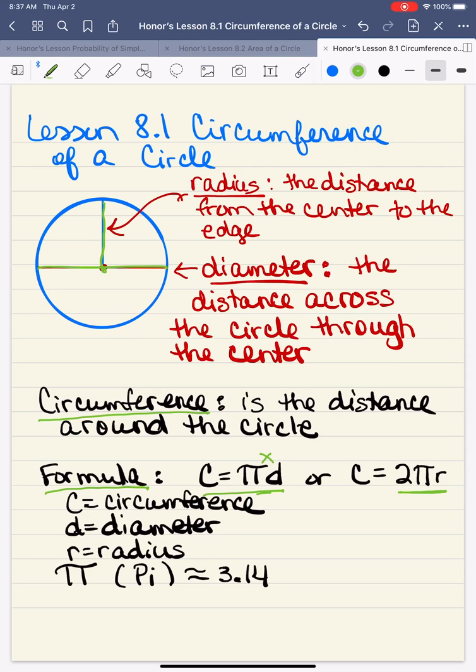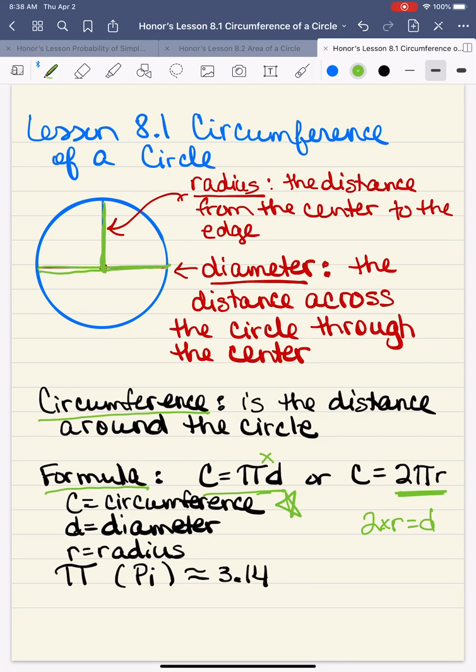The reason you can use either one of those is if you look back up there, the diameter is all the way across, the radius is halfway. So it would take radius times 2 to make the diameter. And so that's why this one formula down here works, because if you take 2 times the radius, that gives you the diameter. The main one we're going to be using today is pi times diameter.